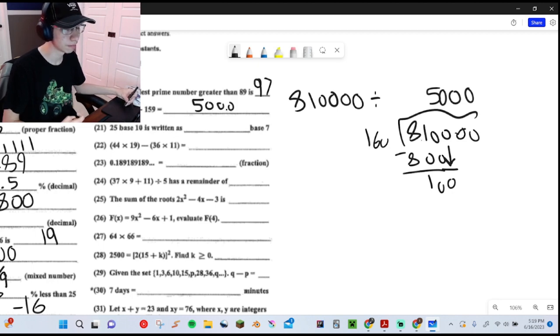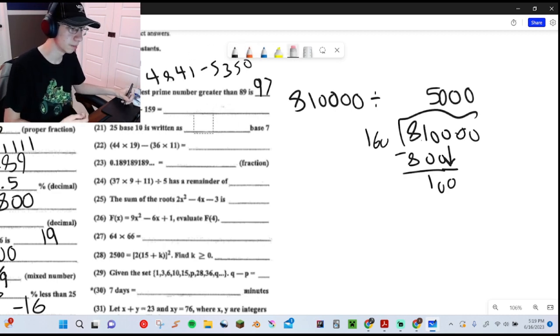And the range is 4841 to 5350. So we're kind of right there in the middle-ish. A little on the low end, but we're still in range. So we're good.